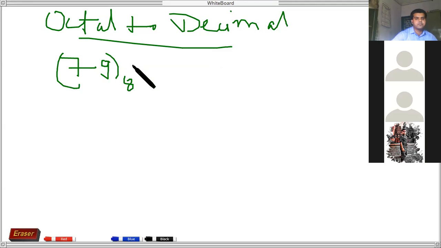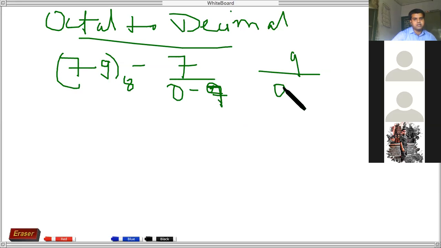Sir, because 9 is not an octal number. It is a decimal number and it comes from 0 to 9. If you see, 7 is between 0 to 9. In the octal number system, your number range from 0 to 7, not 0 to 9. 7 is between 0 to 7. But 9 doesn't come under 0 to 7. So that is why this is not an octal number.